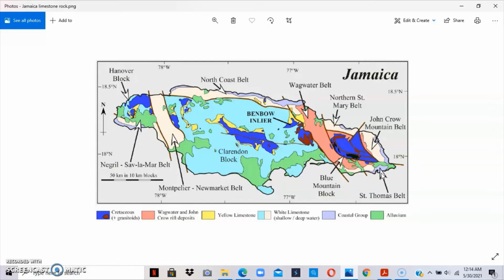So once you are able to shade or basically indicate on the map an extensive area of limestone, which could be the entire section of central Jamaica, then you would get your 4 marks alongside your elements of the map on the map.